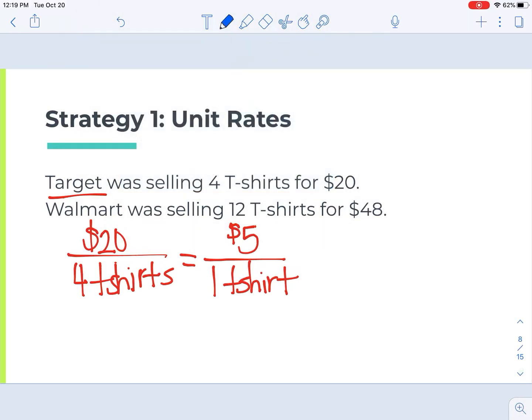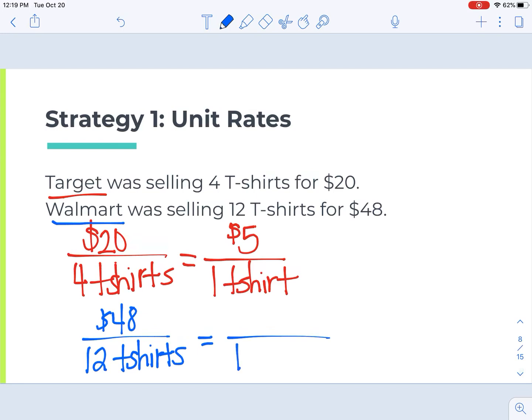Let's try the same thing for Walmart and see if they have the same unit rate. $48 for 12 t-shirts. One t-shirt over here. So $48 divided by 12, that's $4 for one t-shirt. Are they the same price then? No, those are not the same. So I would say that they are not equivalent.